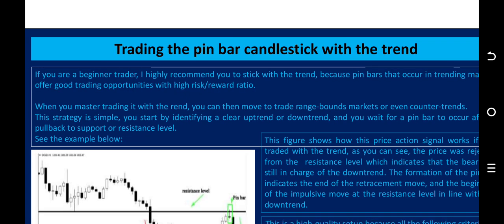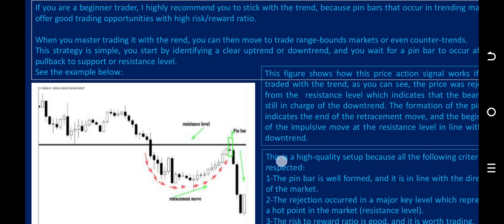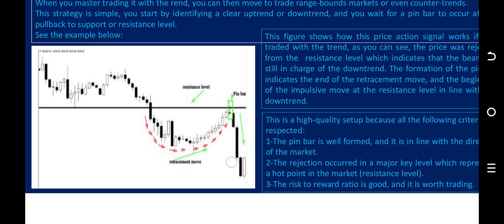Now the other one is trading the pin bar candlestick with the trend. How do you trade it with the trend? It's the same way. Now look at this. This price was coming, so there was a pullback to the support line, and it formed a pin bar. Can you see the pin bar there?